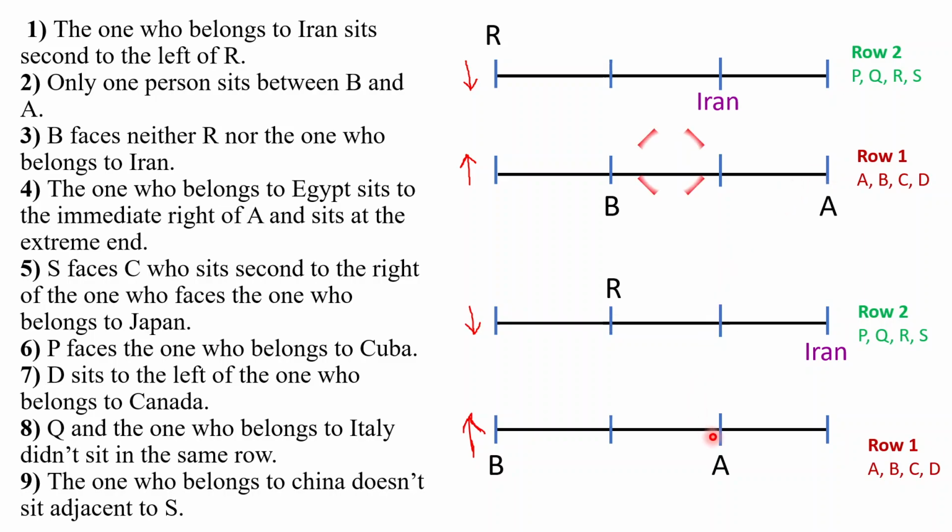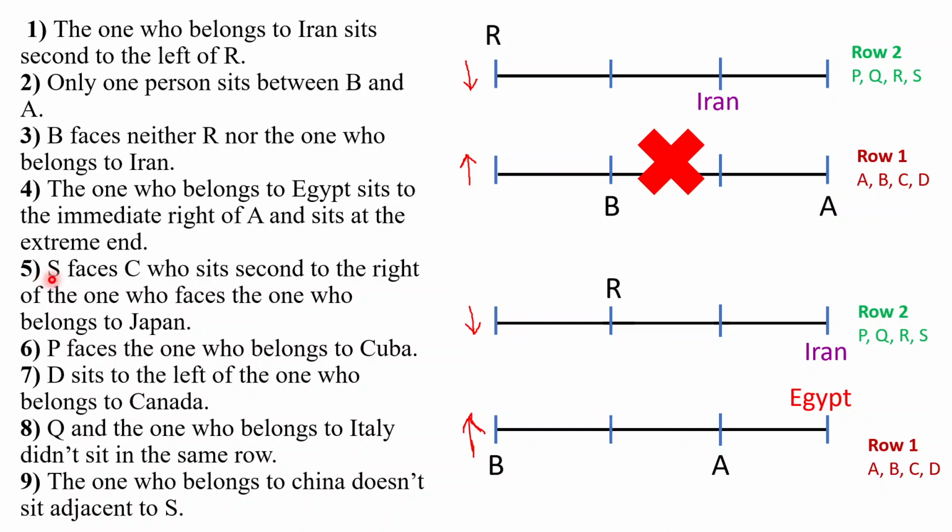Now in case number 2, immediate right of A means this position, and also this is the extreme end of row number 1, which means the person who belongs to Egypt will be placed here at the extreme right position in case number 2. I hope this is clear to everyone. The person who belongs to Egypt is to the immediate right of A, and also this place is the extreme end of row number 1. So our clue number 4 is also true. Now we will not focus on case number 1, we will focus only on case number 2.